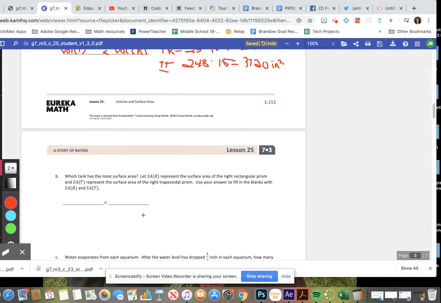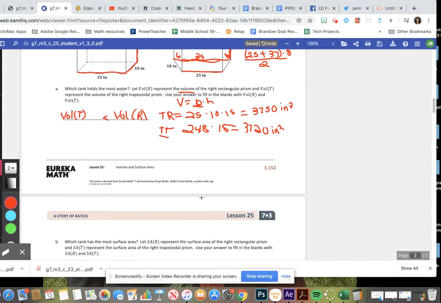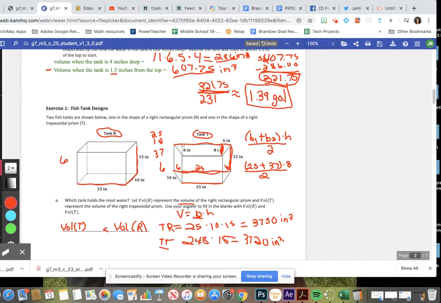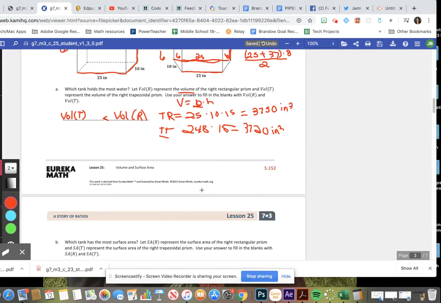B, which tank has the most surface area? Let SAR represent surface area of tank R, and SAT be tank T. So surface area is just adding up the area of all the sides. I know that this shape has top, bottom, left, right, front, back, so 6 sides. And this one also has top, bottom, left, right, front, back, also 6 sides. So I have to find the area of all of those 6 sides here, add them together. Area of all the 6 sides on tank T, add them together and see which one has more.